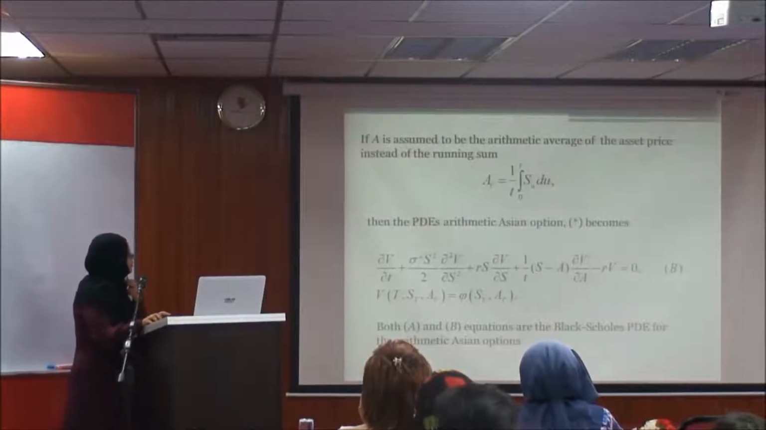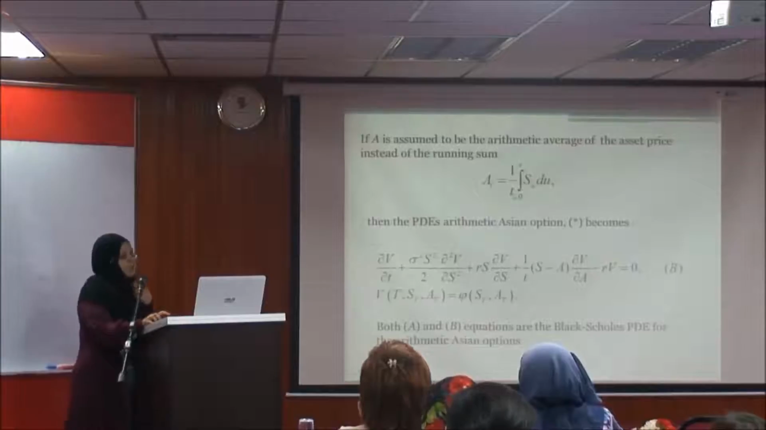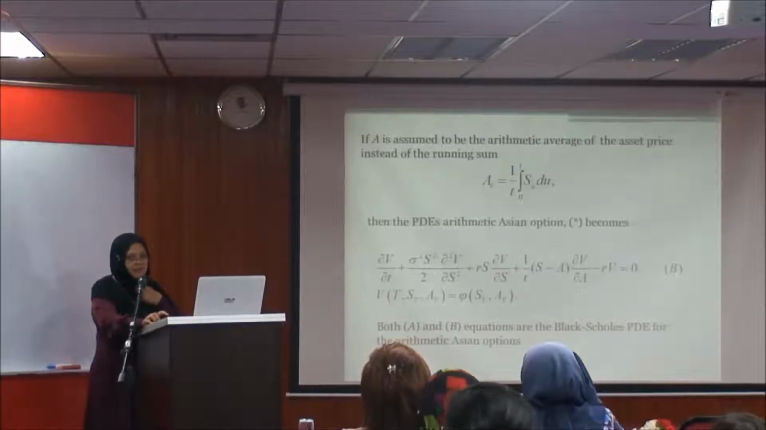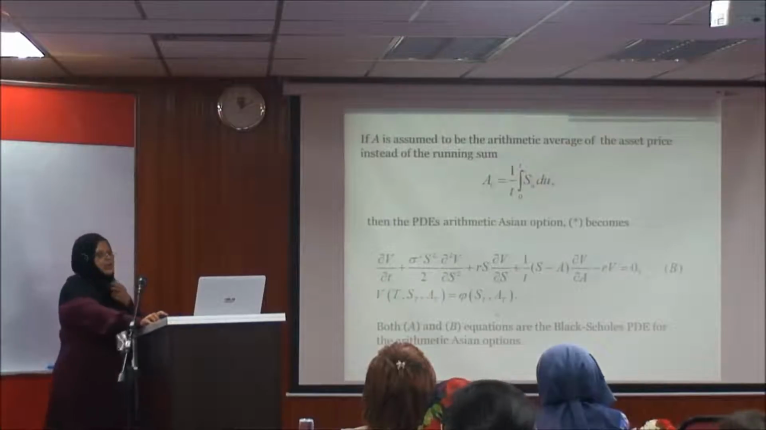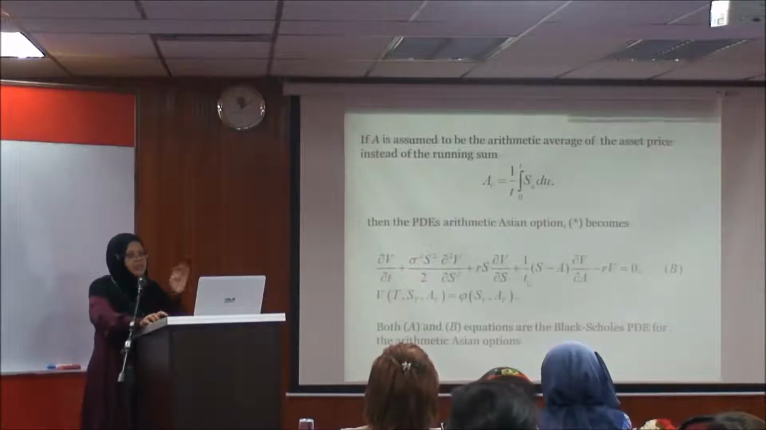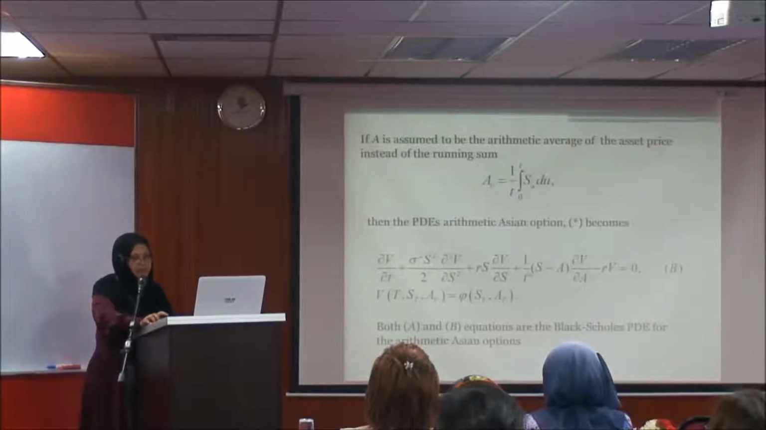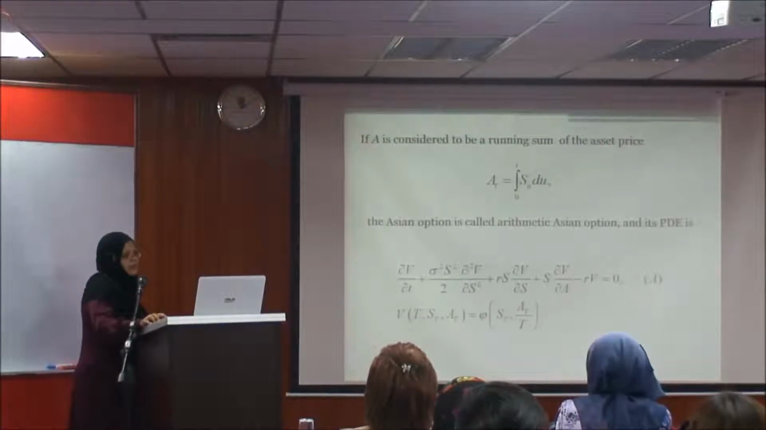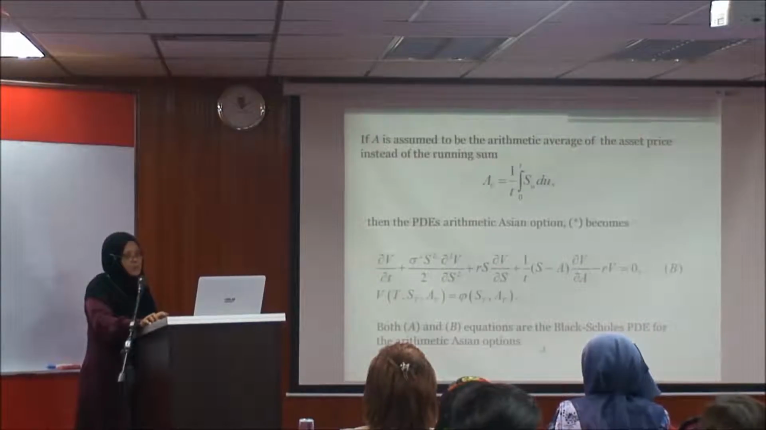Okay, again, if A is assumed to be the arithmetic average of the asset price, we will have 1 over t integration of S u du, and the PDE is going to be as equation B here. Basically this particular PDE is being created by Roger and She. Actually this particular PDE also has been solved by our group a few years back. Okay, A and B are the Black-Scholes PDE for the arithmetic Asian option.